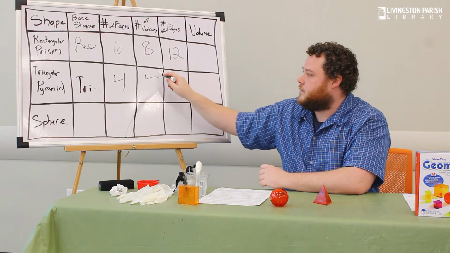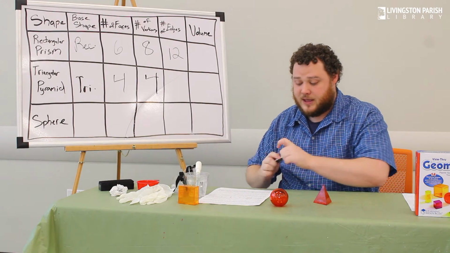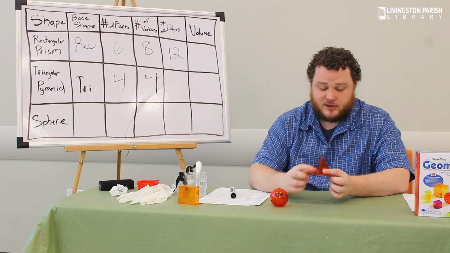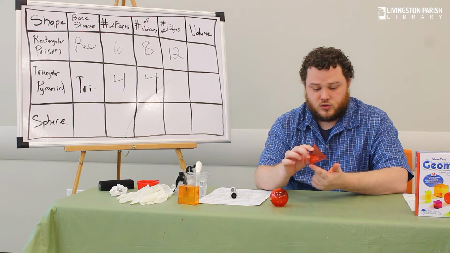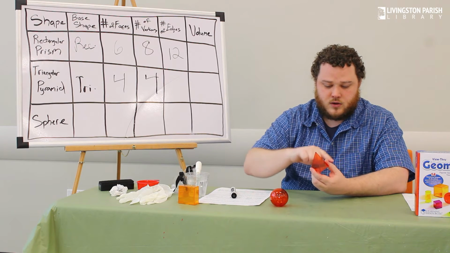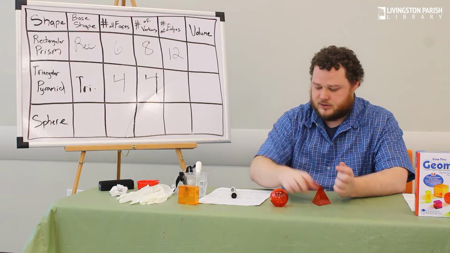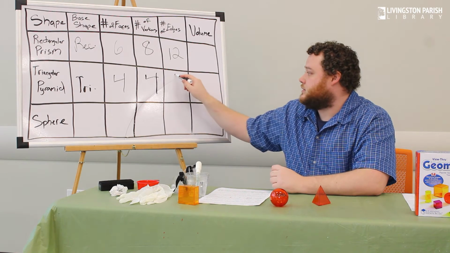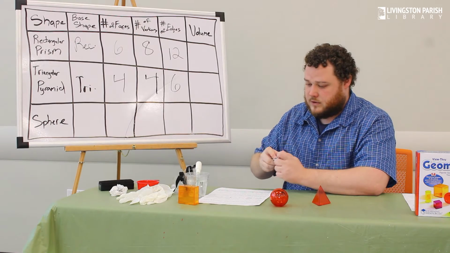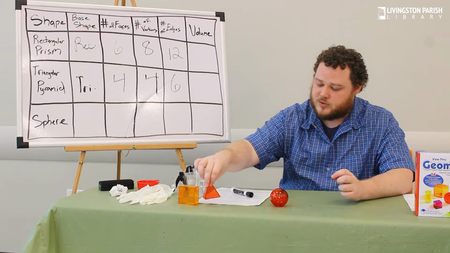Yeah, for some reason, I second guessed myself. How many edges does it have? So, 1, 2, 3, 4, 5, 6. 6 edges. All right, and we'll get our volume measurement in a second.